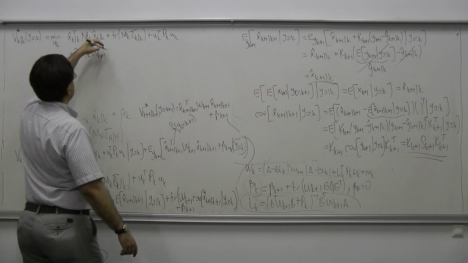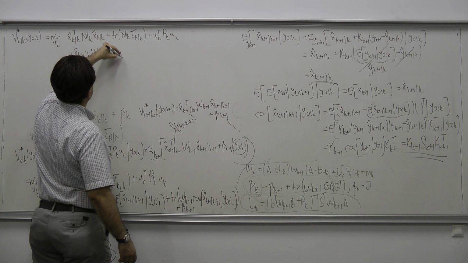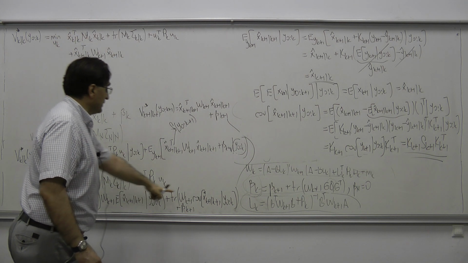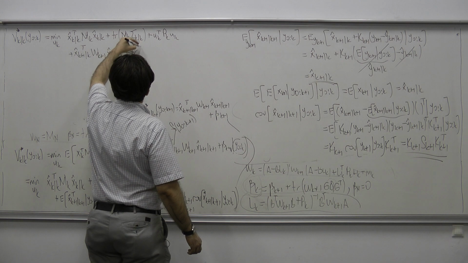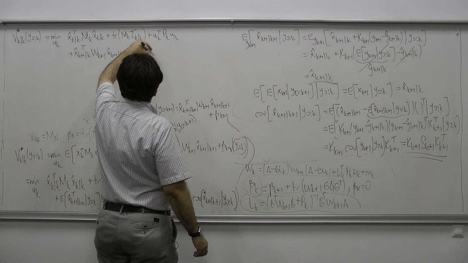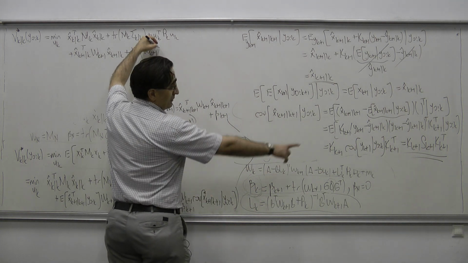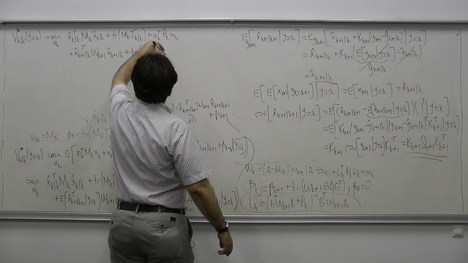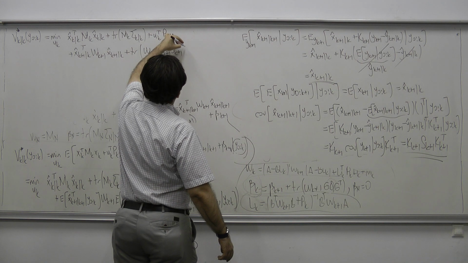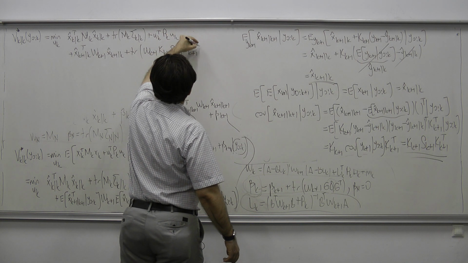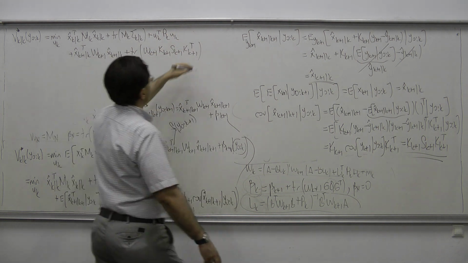And I would have x at k+1 given k. There is a transpose here. Plus this trace, W k+1, and I would have here that covariance, K k+1, S k+1, K k+1 transpose. And finally I have beta k+1.